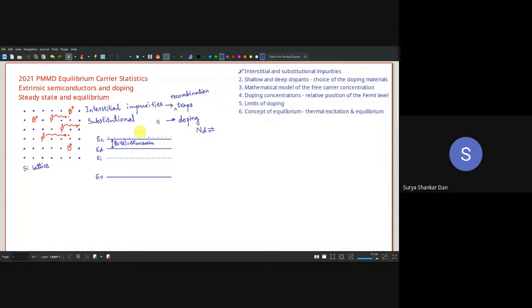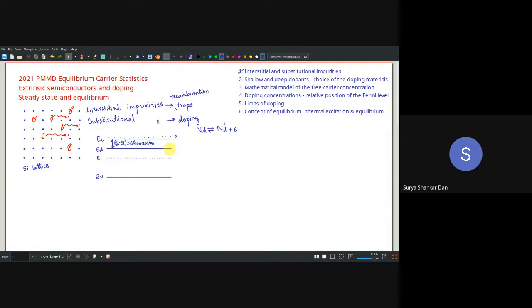Once we have provided that, these free electrons will come to the conduction band, and they will be able to move, because it is the conduction band anyway. The moment you apply any field, they will start moving, giving you current. So Nd will essentially ionize into Nd plus and an electron.